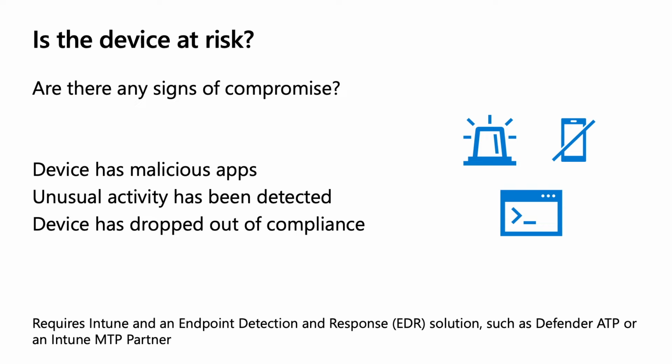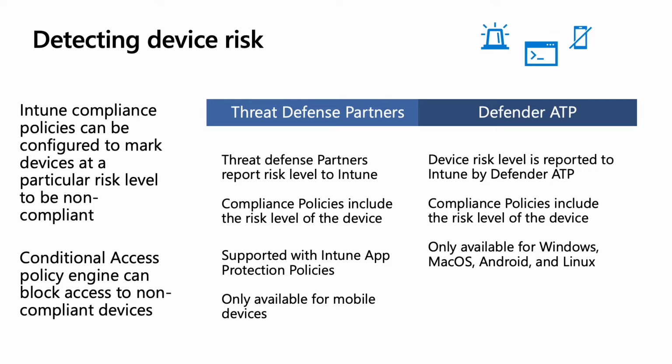In order to do that, we need an endpoint detection and response solution. So there are two forms of an endpoint detection and response solution. You could leverage a threat defense partner, or you could leverage Microsoft Defender ATP. Both can evaluate the health of a device and report a risk level back to the unified endpoint management solution, whether that be Intune or a third-party provider. That risk level can then be used as part of the compliance policy to define the state of whether the device is considered to be compliant or non-compliant.